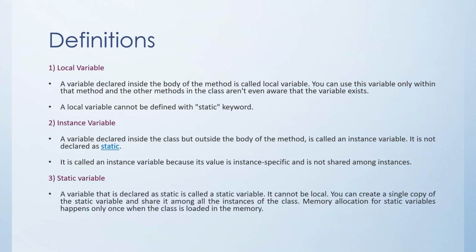Coming to static variable: a variable that is declared as static is called a static variable. It cannot be local. You can create a single copy of the static variable and share it among all the instances of the class. Memory allocation for the static variable happens only once, when the class is loaded in memory. You may be getting confused about what a method, a class, a constructor, and a block are. In the next slide, we will see them one by one in detail.